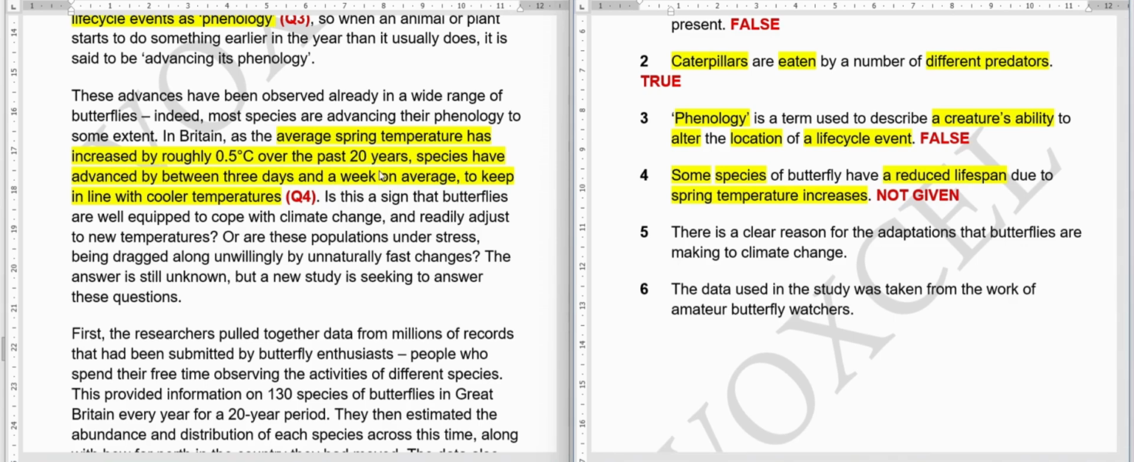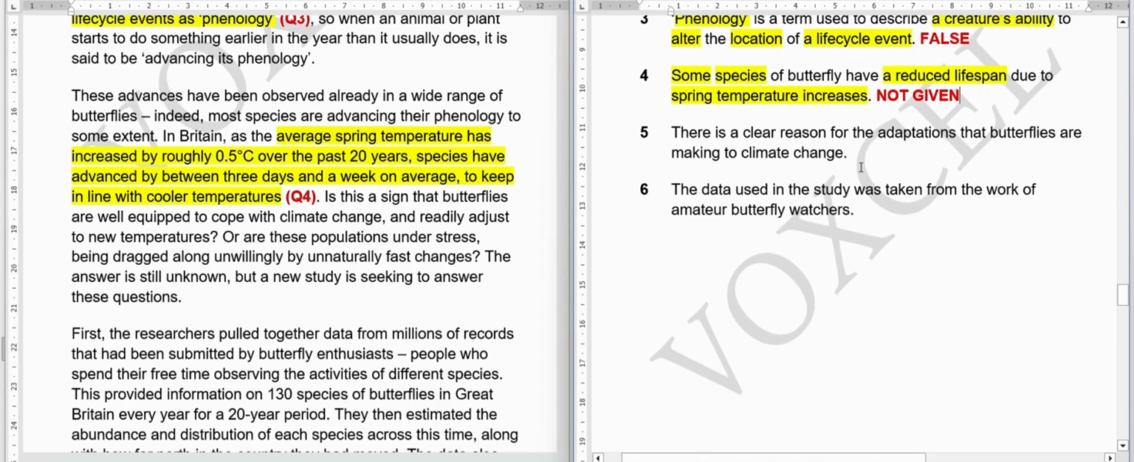Here, let's see. They are there in the question. They are saying that some species of butterflies have a reduced lifespan. The lifespan has reduced for some species because of temperature increases in spring. Here they have said the temperature in spring has increased, but there is no mention of the lifespan. Three things can happen: has the lifespan increased, has it decreased, or has it remained the same? We have no answer on any of these conditions. That's why we will write not given. I hope it is clear. Moving on to the fifth one.